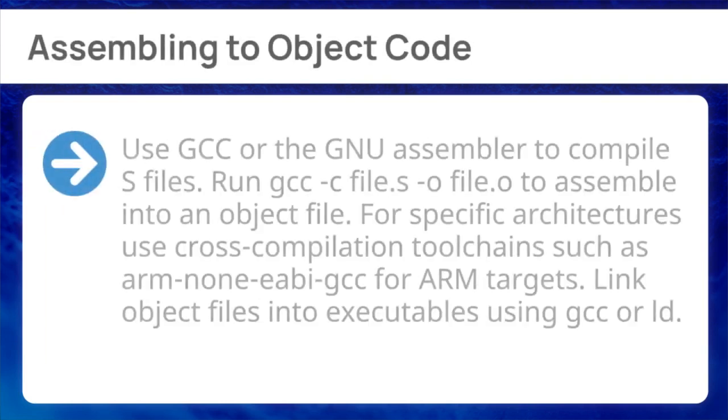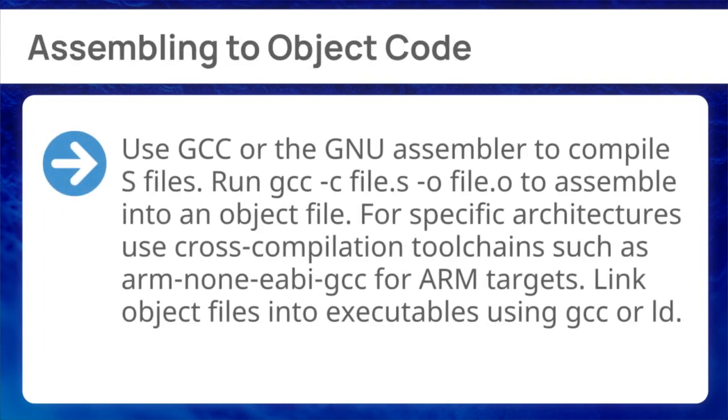Next, assembling to object code. Use GCC or the GNU assembler to compile S files. Run gcc -c file.s -o file.o to assemble into an object file. For specific architectures, use cross-compilation toolchains such as arm-none-eabi-gcc for ARM targets. Link object files into executables using GCC or LD.